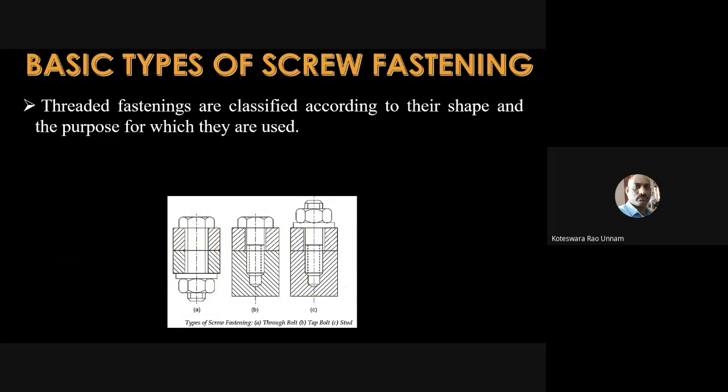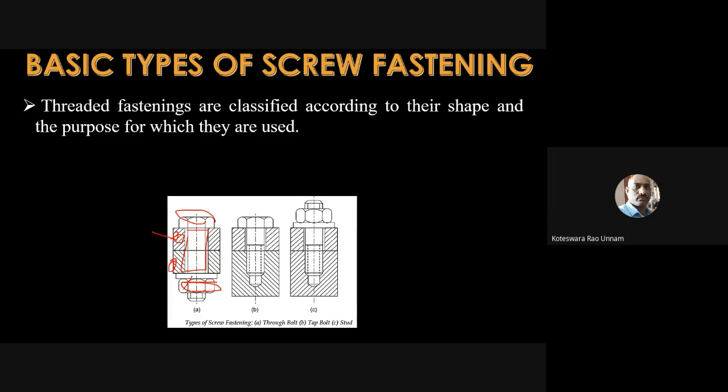In the first joint, you have a bolt and the joint is formed by a nut. Only the shank portion of the bolt is inside the hole, and this is one connecting member and this is the other connecting member. This is the bolt head. If this type of connection is there, we call it a through bolt connection.